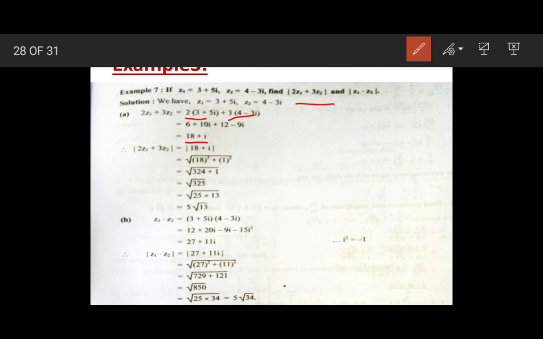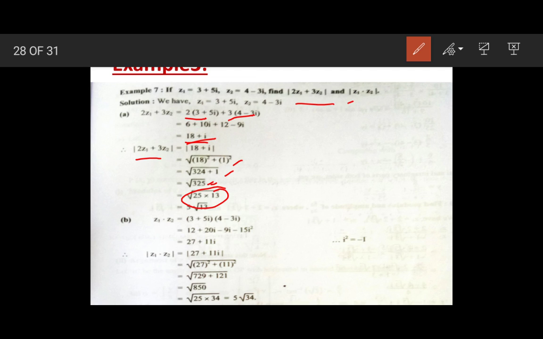Now mod of 2Z1 plus 3Z2 means mod of 18 plus i, means root of 18 square plus 1 square. So that is equal to root of 324 plus 1. So root of 325. Okay. If you know, then you can do this. Otherwise you can keep this only as an answer. So answer is root of 325.